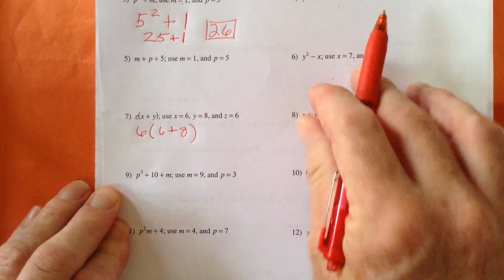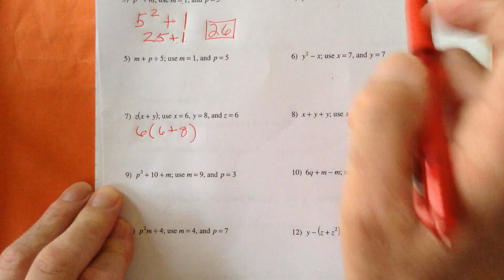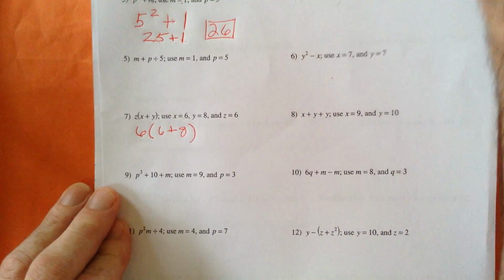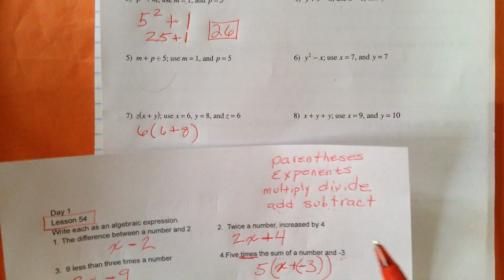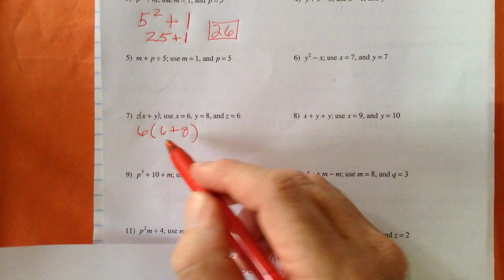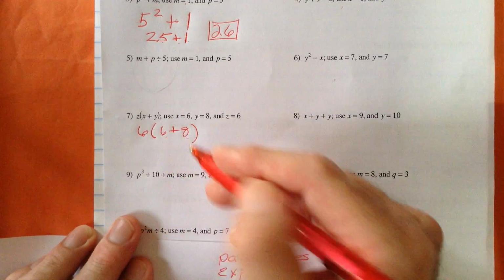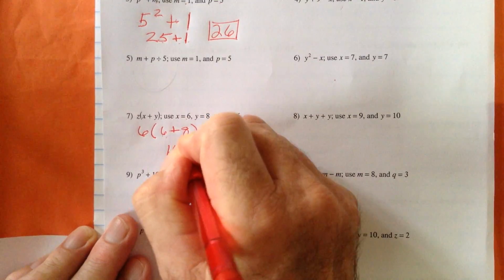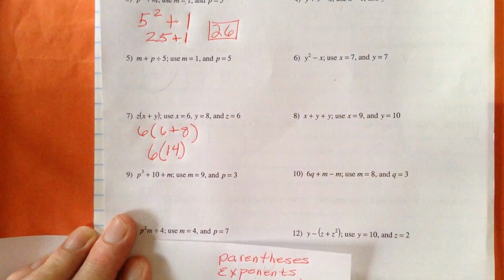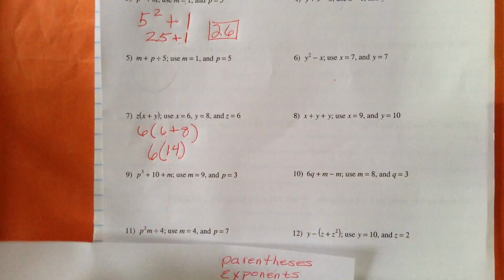Okay, so the order of operations. Here I can take this and bring it down. So the parentheses first. I got to do this in here. 6 plus 8. So 6 plus 8 is 14. Okay, I can't forget the 6.